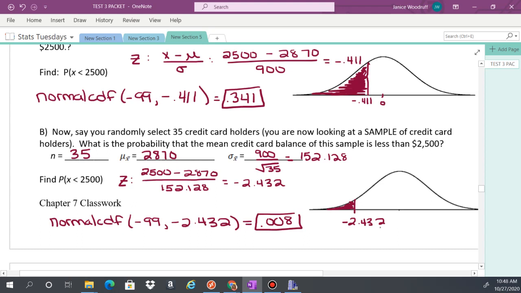Again, there's only 35 people in the sample as opposed to here, that's the population. That's all people who hold a credit card. So that might be something like 100 million, 200 million people. So of course, the number is going to be a higher percentage when you're looking at a larger amount of people. It's going to be a smaller percentage when you're only looking at a small sample.